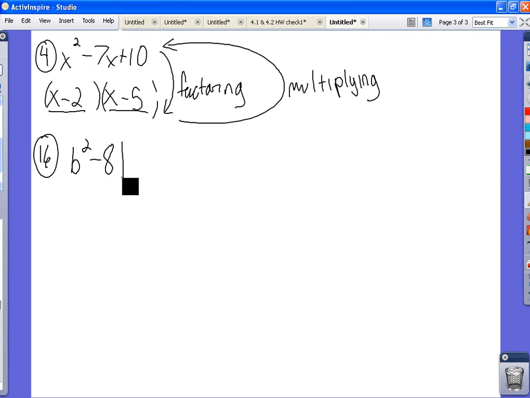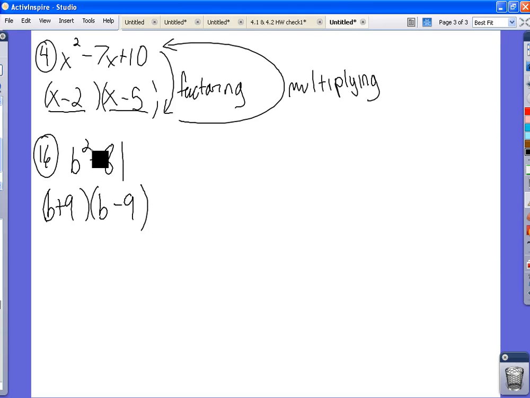Okay, now we have a B instead of an X. That's no big deal. Okay. So if we're going to factor this, what do you notice is missing here? Another number and a B, right?